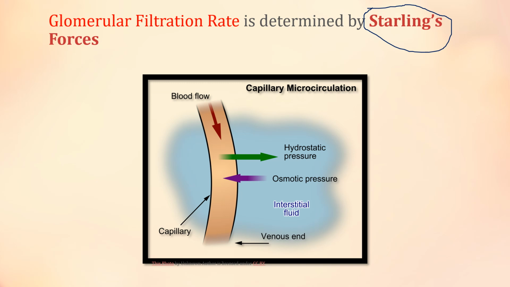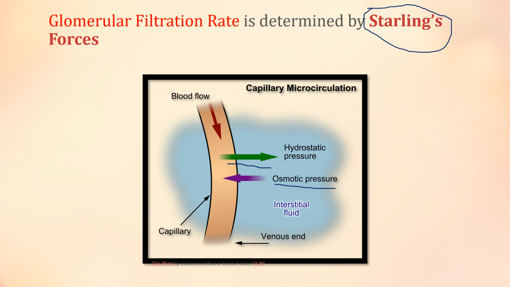The hydrostatic, as you can see here, is derived from the pressure of the blood. So the capillary hydrostatic pressure, which promotes filtration, is derived from the pressure of the blood. And the osmotic pressure, which opposes filtration, is derived from the concentration of the plasma proteins. This is in the capillary.